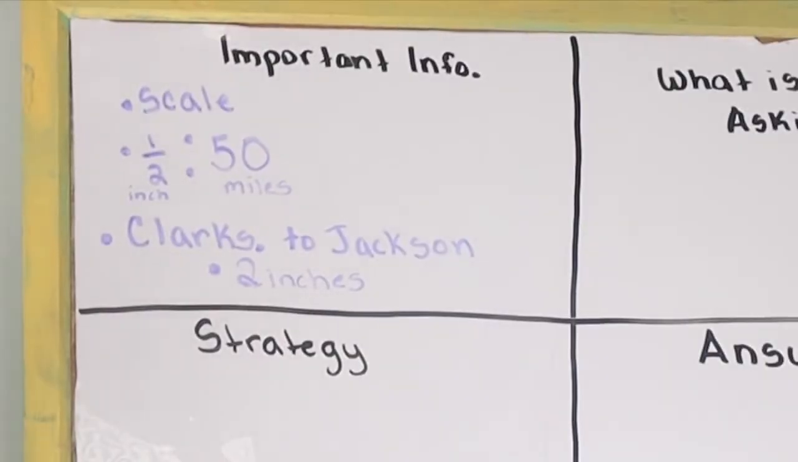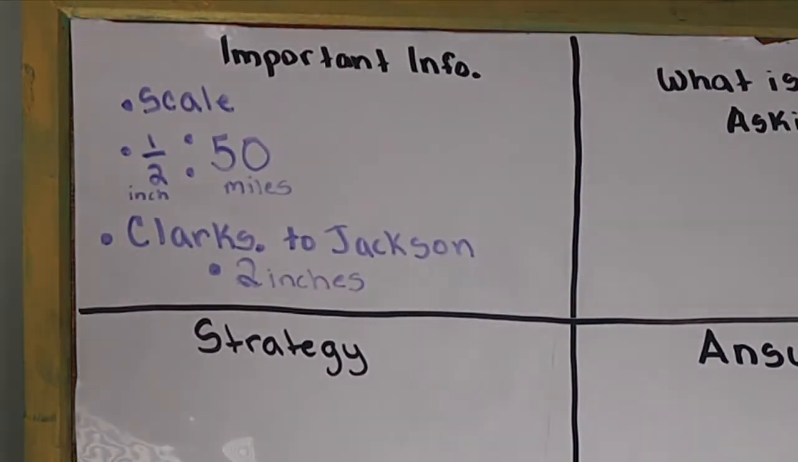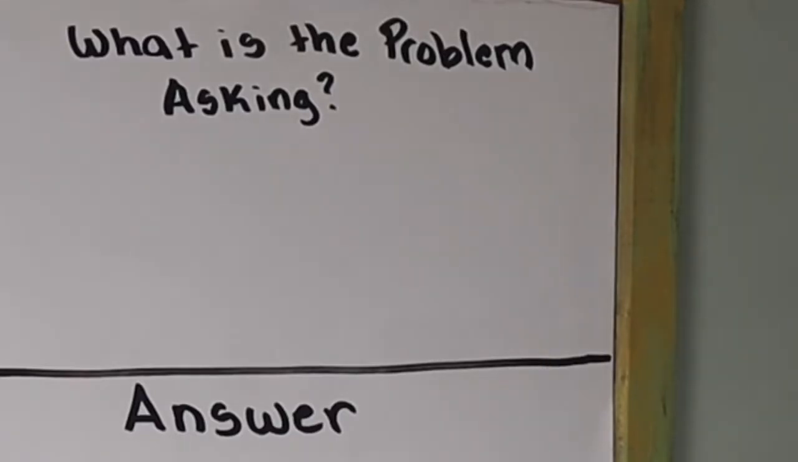The important information in the problem is the scale, 1/2 to 50, which is a ratio, and Clarksville to Jackson, which is 2 inches on the scale map. So now we're going to try to figure out what the problem is asking. It is asking what is the actual distance from Clarksville to Jackson.